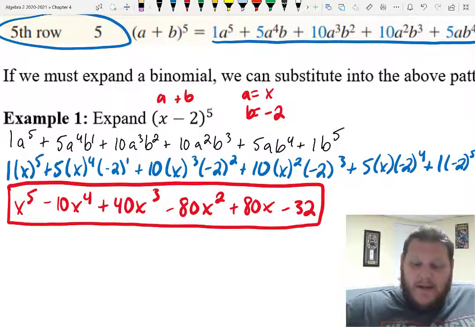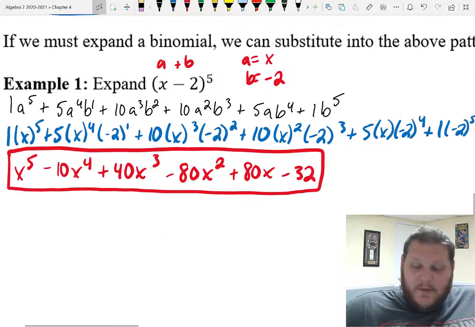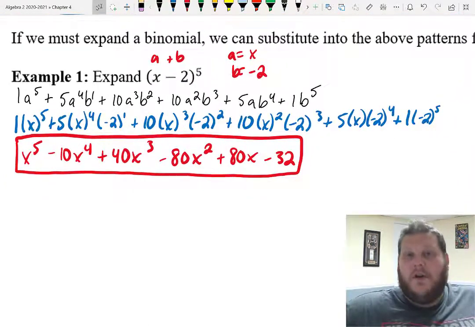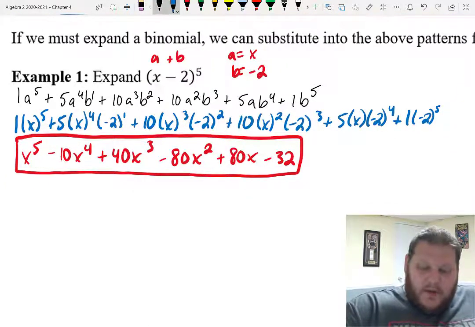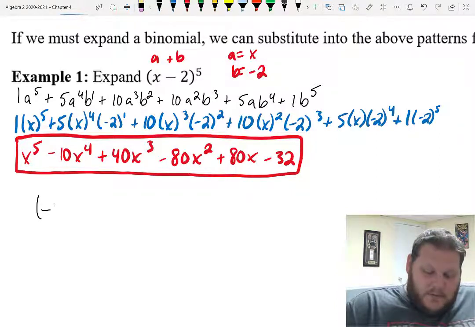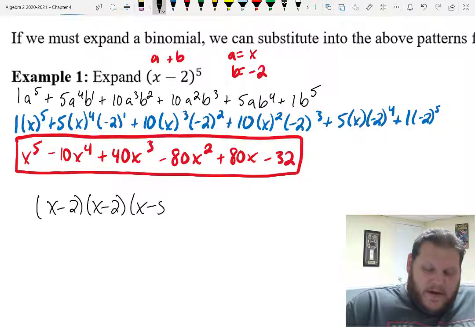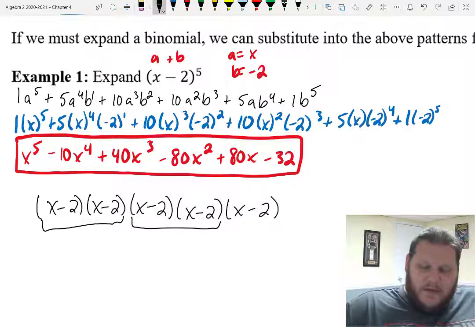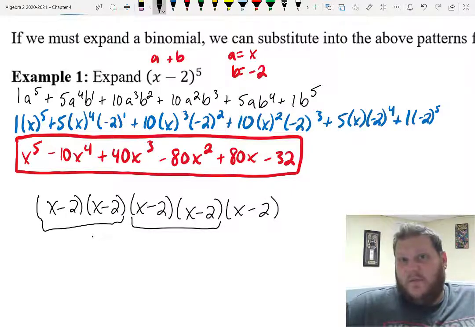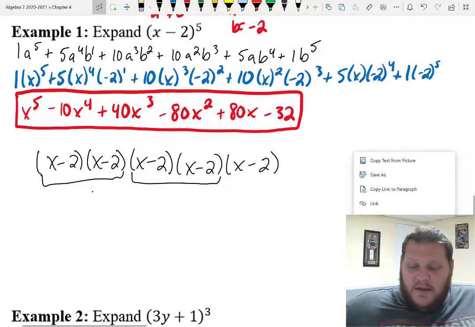Now, that does seem tedious and time-consuming, but compare it to what we would have to do alternatively, in which case we would be taking x minus 2 and multiplying it together 5 times. That's 3, 4, and 5. I mean, yeah, we could multiply 2 of them together, and then 2 more, but then I have to multiply those together, and I still have a 5th binomial to multiply in there.